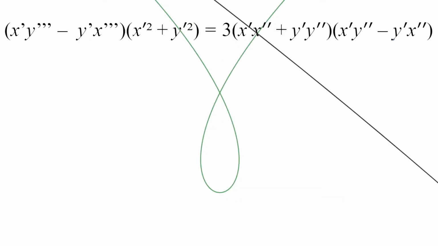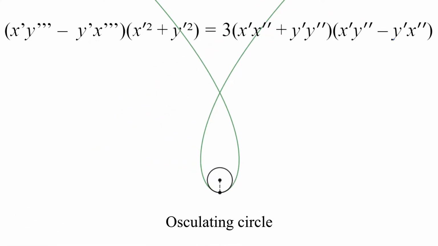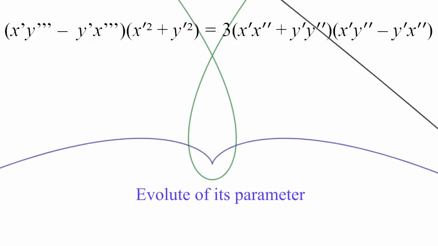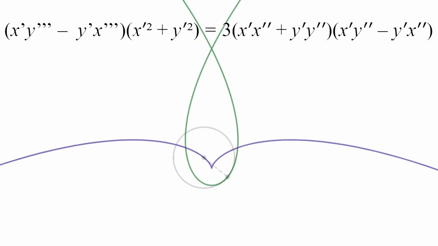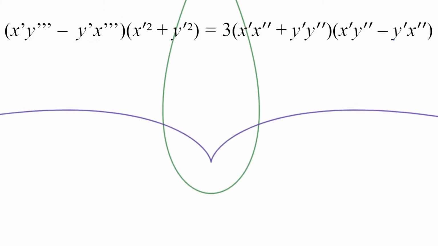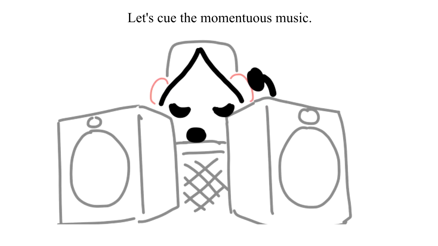What this equation does is find some value or values of t where the oscillating circle along the parameter reaches its minimum radius. It is also where the evolute of its parameter makes a sudden abrupt turn in its shape, making a cusp. And where these cusps happen is determined by this equation here, which we are going to solve. Since what we're solving is a representation of absurdity, let's cue the momentous music.